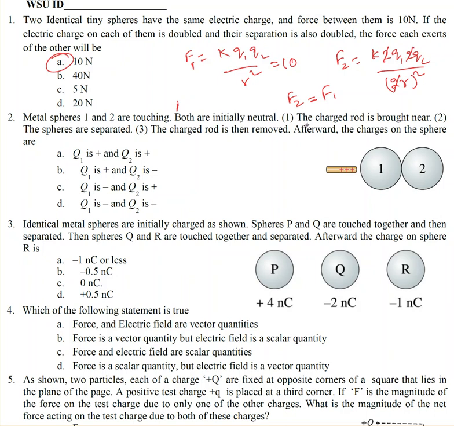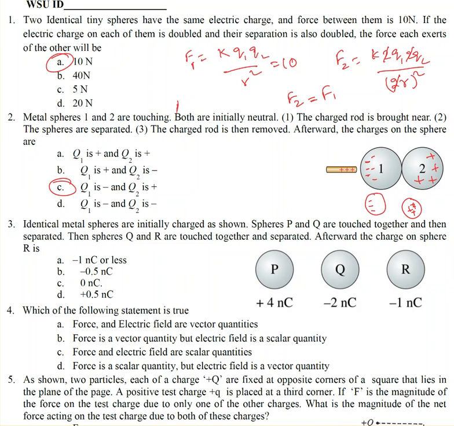So if you look at it, the charged rod is brought near. So once we have this positively charged rod, bring it near, what happens? All the negative charges are going to come closer to this. All the positive charges are going to be right there. Now what we did, we separated those two. So now still this one is going to have negative, and sphere 2 is going to have positive charge. So basically you can see Q1 is negative and Q2 is positive.